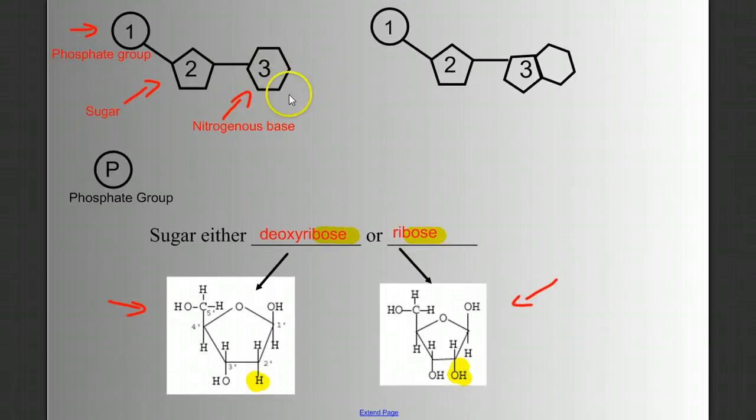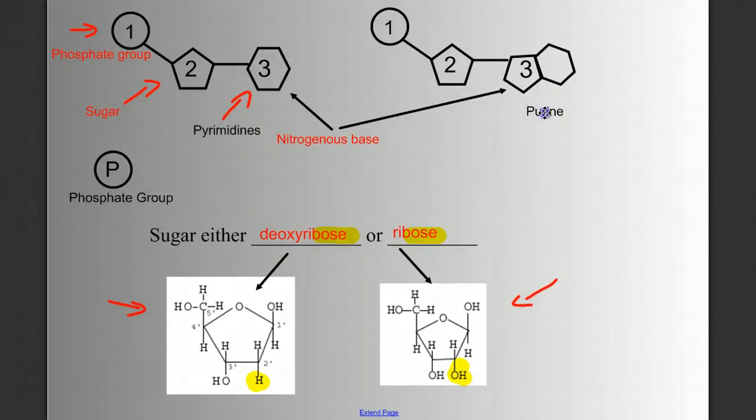So what about this last part? Notice I drew it as a single ring here, but as a double ring on this side. These nitrogenous bases come in these two forms of single ring and double rings. We call them purines and pyrimidines. The purines are the double rings, and I remember that because they both have the letter U in them, and that makes the pyrimidines the single ring nitrogen bases.